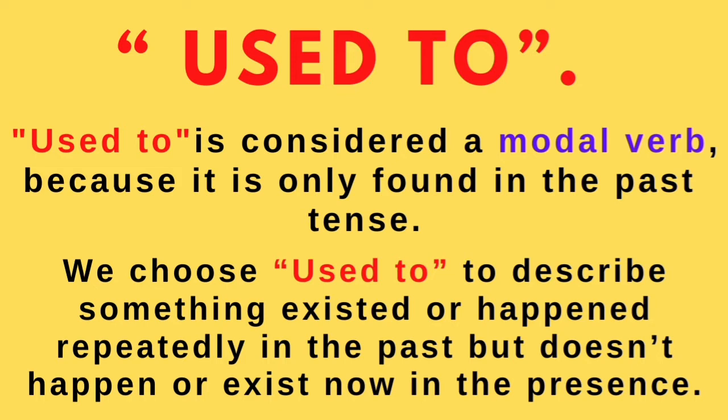Used to is considered a modal verb because it is only found in the past tense, which means this verb is not used in the present tense, only for things that already happened. We use used to describe something that existed or happened repeatedly in the past, but does not happen or exist now. So if I used to ride a bicycle, but now I stop, it is something you did in the past, never in the present. So you use it when you're talking about the past.